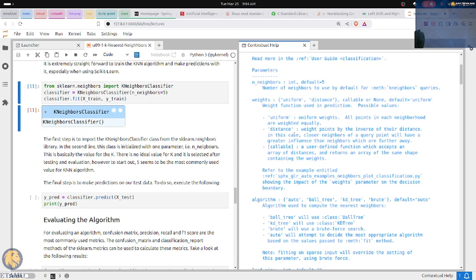So uniform ends up being just like a strict vote, whereas with distance, weight points are used when we're making our final decision on which category, weighted by how close, well, inversely to the distance. So the closer they are, the more weight they would have, right? That allows you to do the kind of weighted voting I was talking about. And the default for that is uniform. So it's just doing a straight up vote, the most number of votes wins.